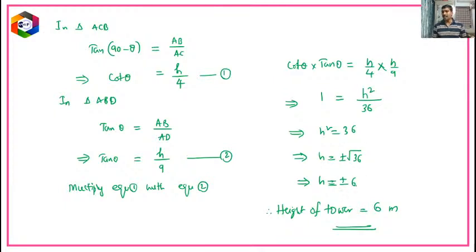Root 36 is 6. So h value will be plus or minus. But h is the height of the tower, and the height of the tower can never be negative. So I am going to take only the positive value. So the height of the tower will be equal to 6 meters. In this way, we can calculate the height of the tower.